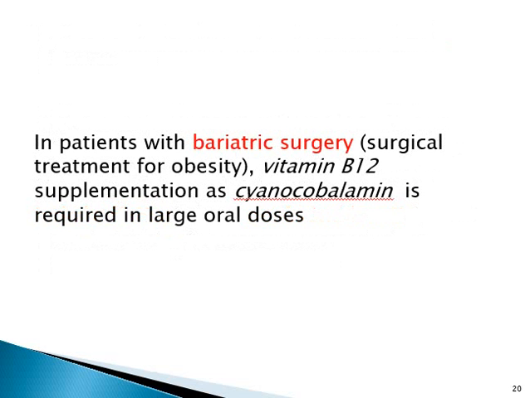In patients with bariatric surgery, which is a surgery used to decrease the weight of the patient, vitamin B12 supplementation as cyanocobalamin is required in large oral doses, because vitamin B12 is absorbed from the GIT and a large part of the stomach may be gone due to surgical removal of it. The absorption of vitamin B12 will be decreased even more.